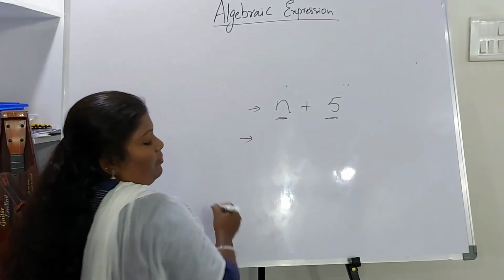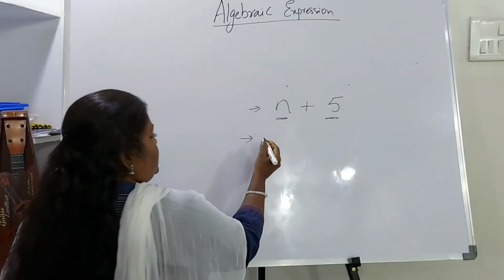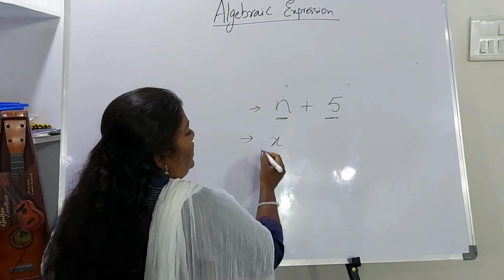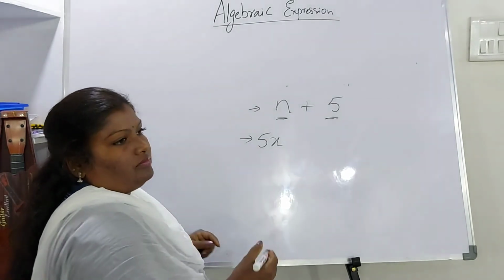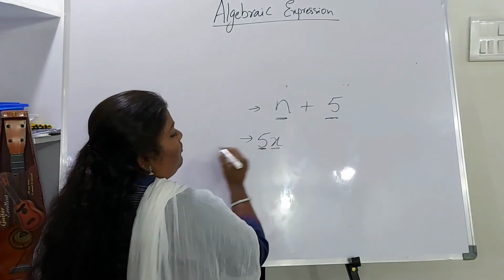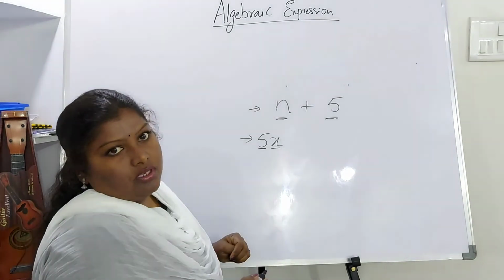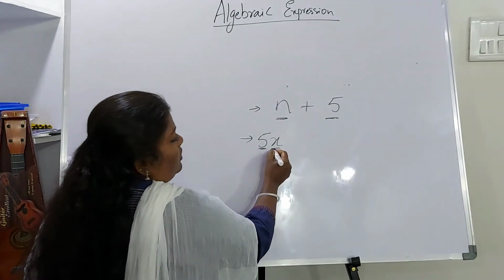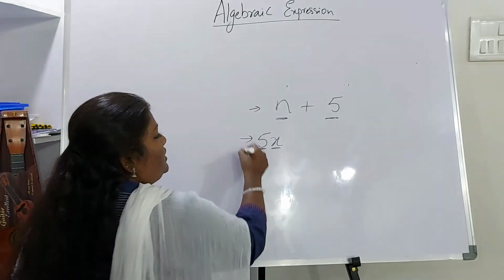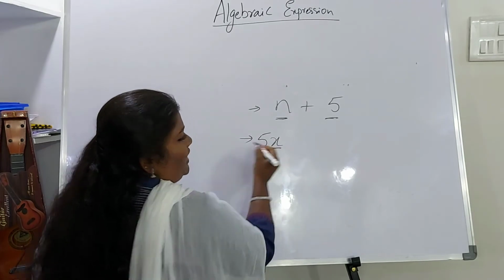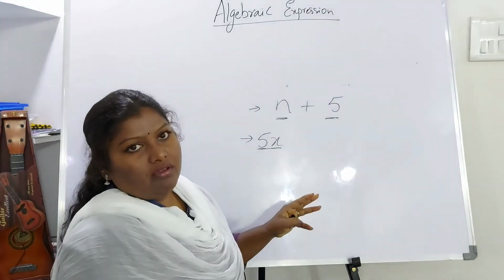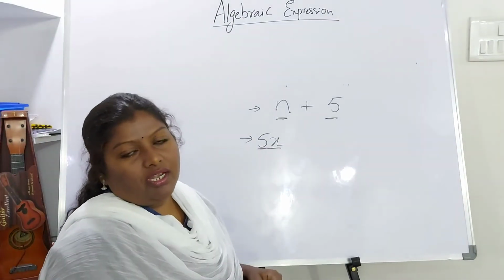So if I say there are x number of trees and each tree has nearly 5 mangoes on it. I don't know how many trees there are, but each tree is bearing 5 mangoes. So in that case, I can represent that as 5x. So an algebraic expression is nothing but an expression which is a combination of a constant and a variable.